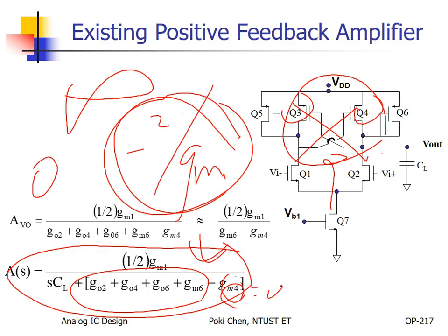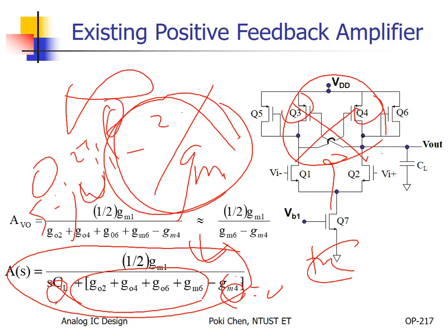So for DC again, DC means no s, right? Because s means j omega, 2 pi f, right? 0 frequency means 0 here, 0 there. Congratulations, you get infinite gain. That is the idea, okay? That is the idea, but how about the reality?